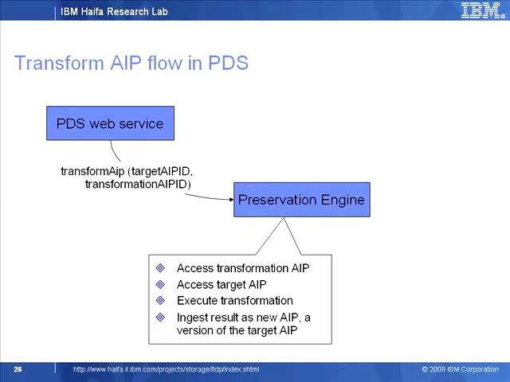Inside PDS, on transform AIP, both the target AIP and the transformation AIP are accessed. The transformation is applied to the content data of the target AIP. To preserve the result, PDS builds a new AIP that contains the transformed data, new rep info to interpret it, which is applied by the transformation AIP, and an appropriate PDI that is generated internally by PDS. The new AIP is a version of the original AIP.